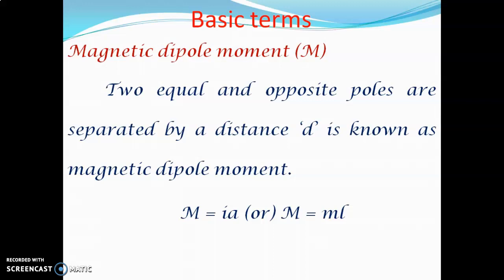Magnetic dipole moment means two equal and opposite poles separated by a distance, just like an electric dipole. In an electric dipole, you have two equal and opposite charges separated by a distance, but here a magnetic dipole moment is represented by two equal and opposite poles separated by the distance. That is known as magnetic dipole moment.